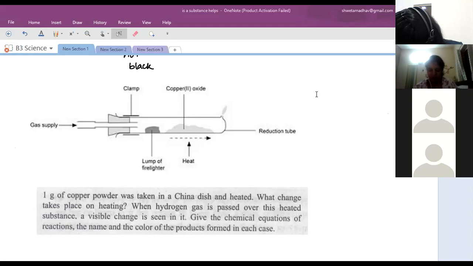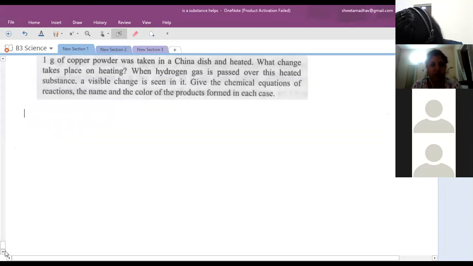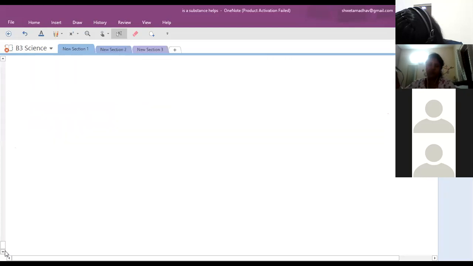Okay, now we have to learn the everyday life chemical reactions happening in our surroundings. That is, one is corrosion and the second one is rancidity. Now, what do you mean by corrosion? You have learned about corrosion in lower classes. Do you know what we mean by corrosion?